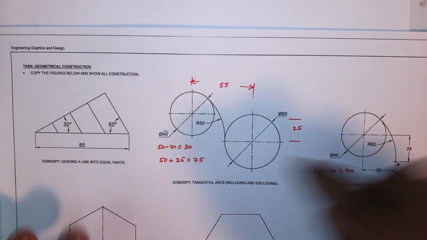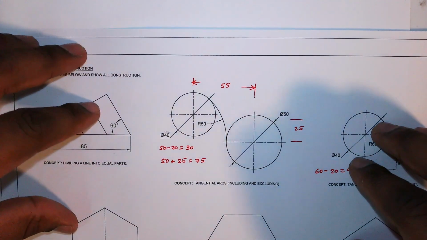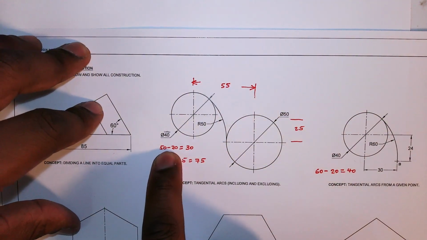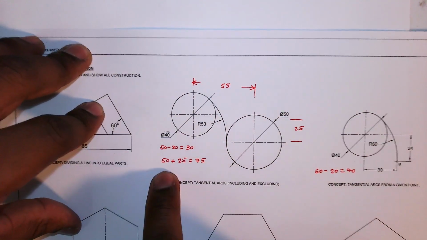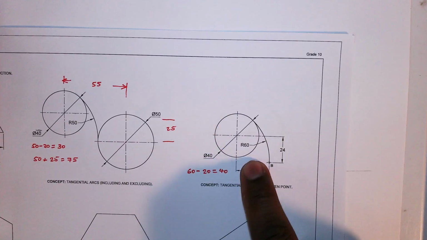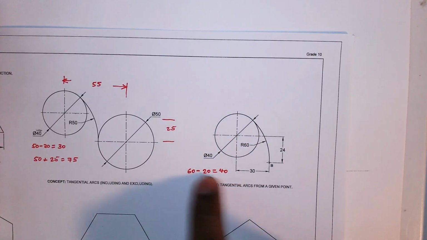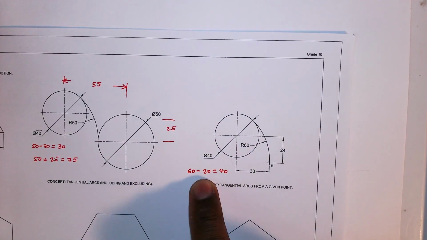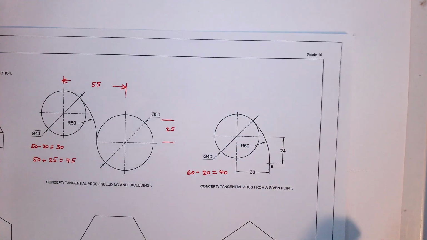As you saw on this side, I was given two circles, so obviously I had to do the calculations for the two circles. But on this side I was given only one circle, which is the reason why I had one calculation. I hope it makes sense.